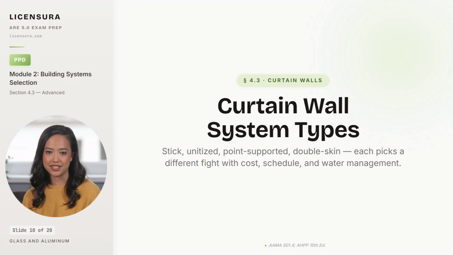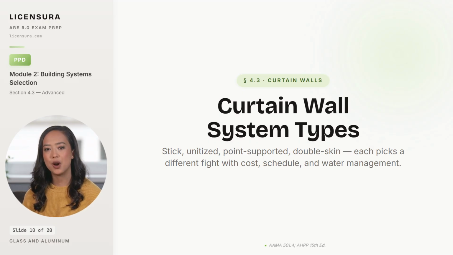The architect picks the system type in schematic: stick, unitized, point-supported, or double skin, and that choice locks in cost, schedule, fabrication complexity, and water management strategy for the rest of the project. Pick the wrong system for the building's height and exposure, and you'll be defending the leak that develops in year 3, with the owner's attorney asking why you didn't specify pressure-equalized detailing the climate clearly required.